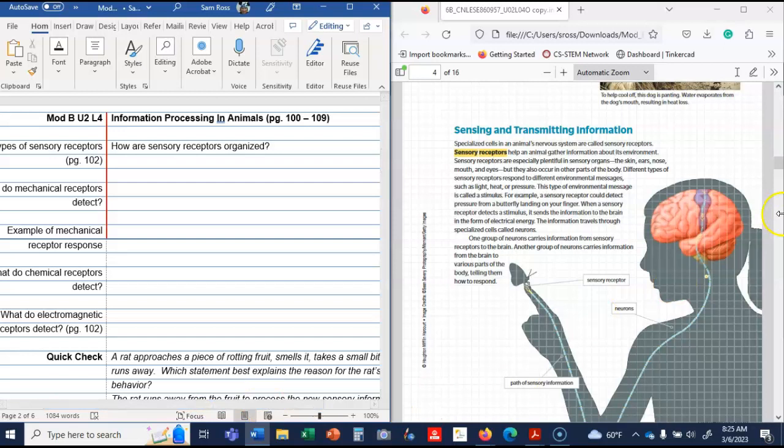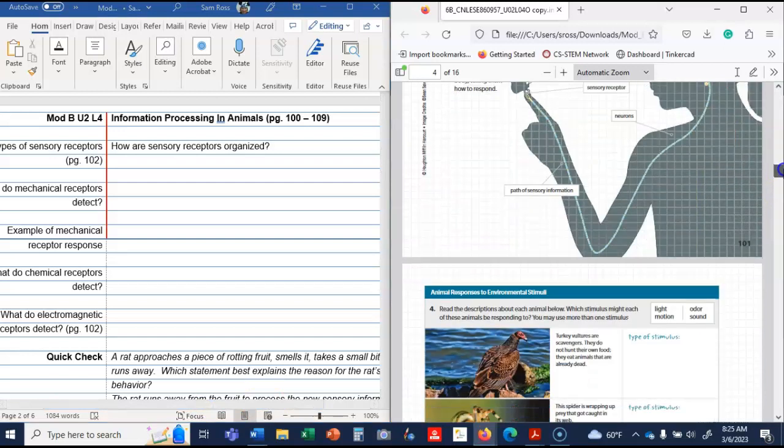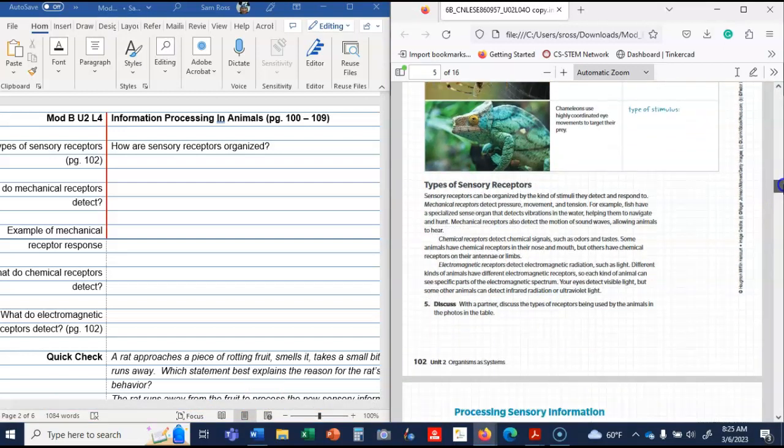How are sensory receptors organized? Let's go down to the next one. Sensory receptors are organized by the kind of stimuli they detect and respond to.